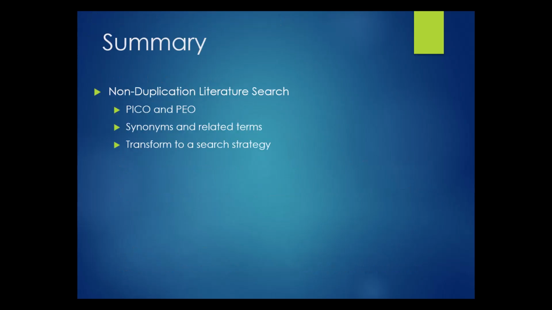In summary, in this video we've covered how to create a non-duplication search, starting by using PICO or PO to break down our research question into its component parts. Also, trying to come up with as many synonyms and related terms as possible. Then, transform all of that into a search strategy, making use of some of the search syntax elements that we discussed in the prior video.